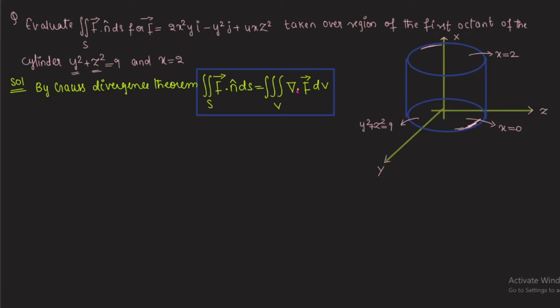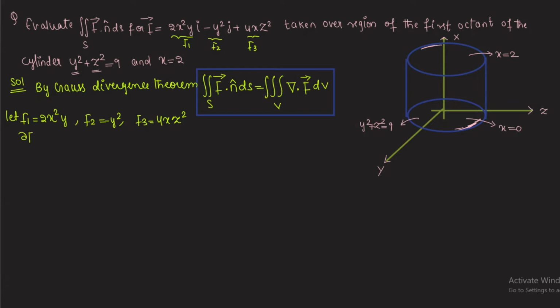Now we want del dot F bar on the right hand side in order to evaluate this. So I'll find del dot F bar first. To do that, I take the coefficient of i as f1, this as f2, and the coefficient of k as f3. Now let me write down here: f1 value is 2x squared y, f2 value is minus y squared, and f3 value is 4x z squared.